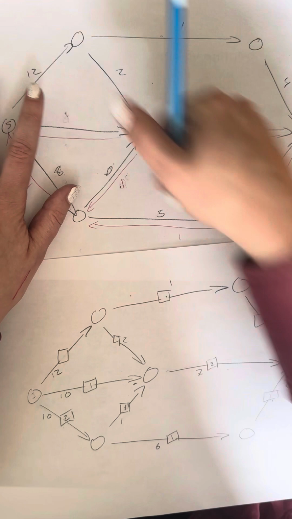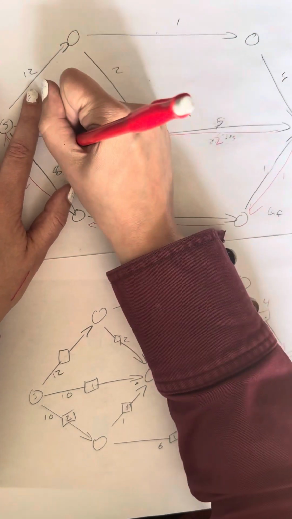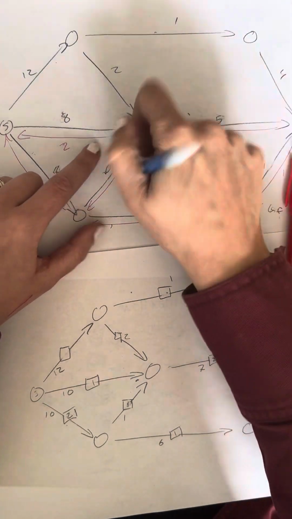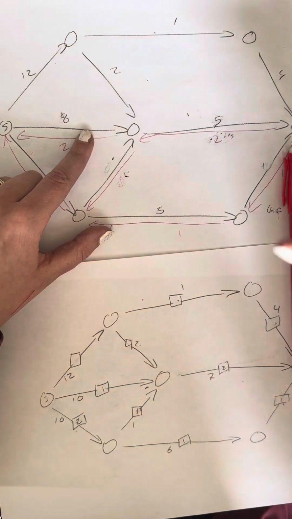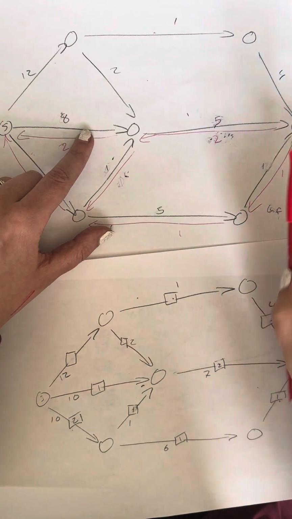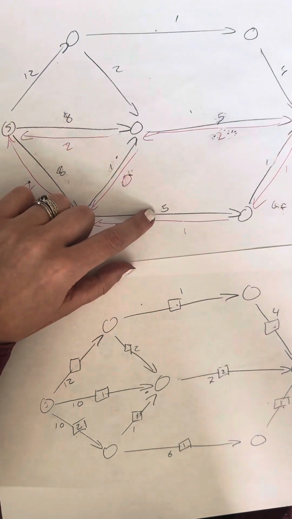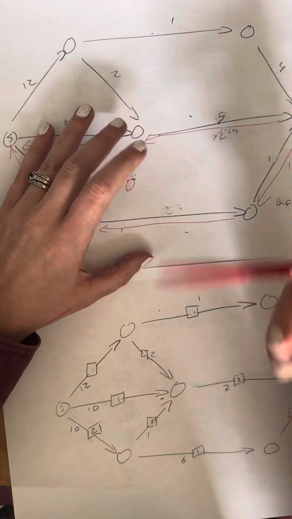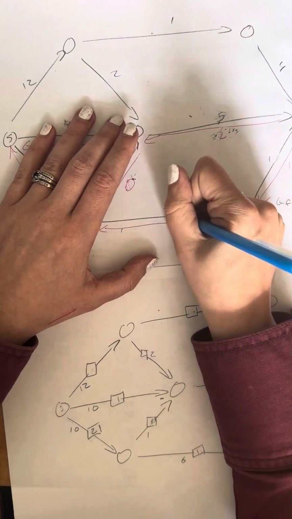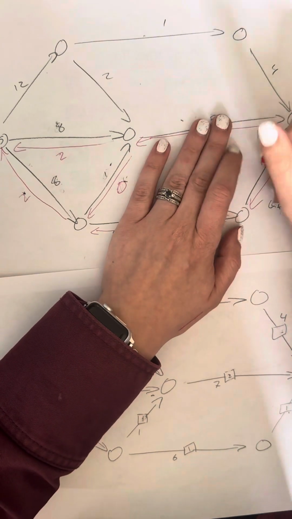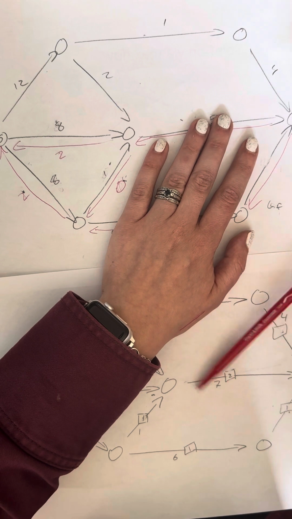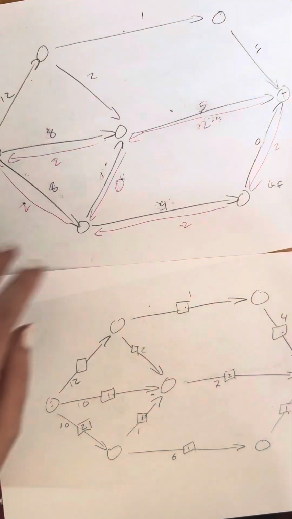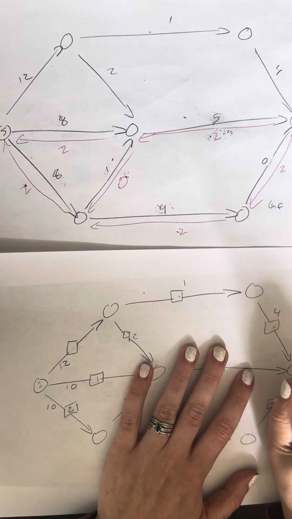Okay, so first things first, this one becomes 2 and 8. This one becomes 1 and 0. This one becomes 4 and 2. And this one becomes 2 and 0. Okay, then I can update my flow in my graph over here.